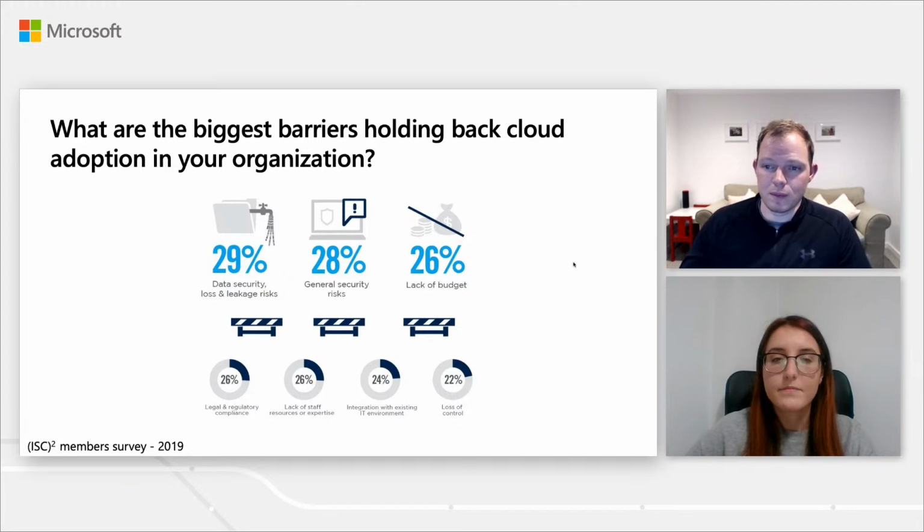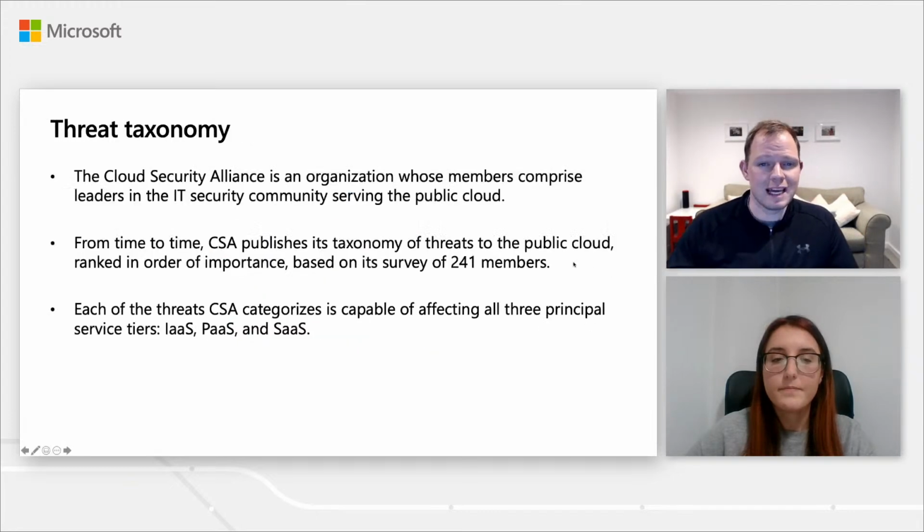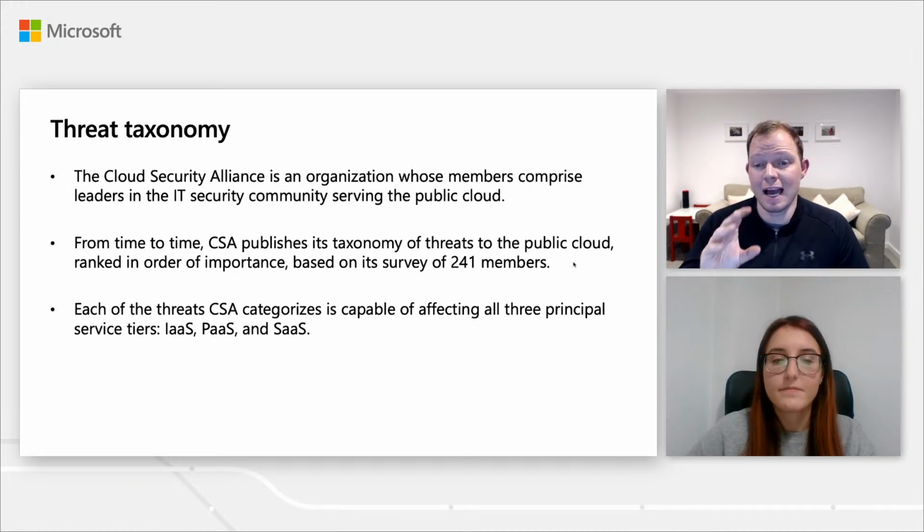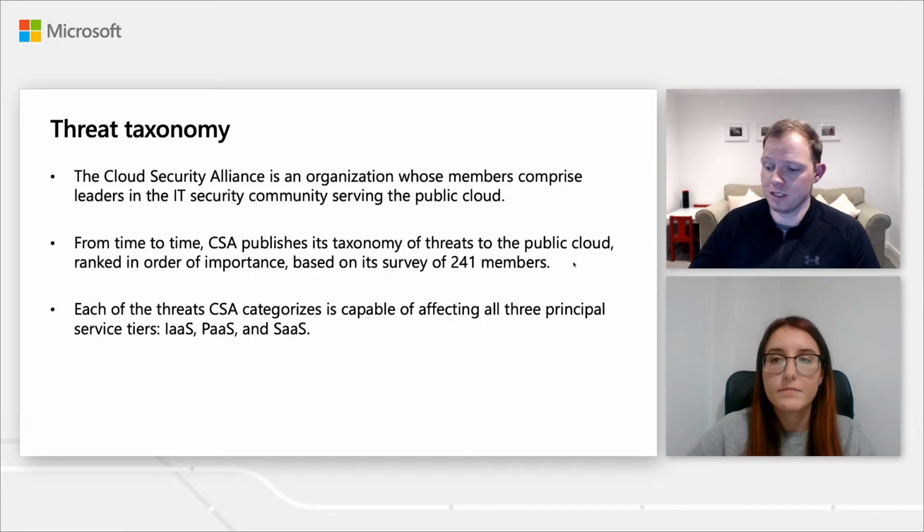So the Cloud Security Alliance, we spoke about them earlier. They created this certification, right, that you mentioned, Christina, this cloud certification. So every now and then they publish this taxonomy of threats to the public cloud, and they rank them in order of importance. The main point to mention here is that each of the threats that they categorize is capable of affecting all 3 service tiers. So we spoke about them earlier: infrastructure as a service, platform as a service, and software as a service.